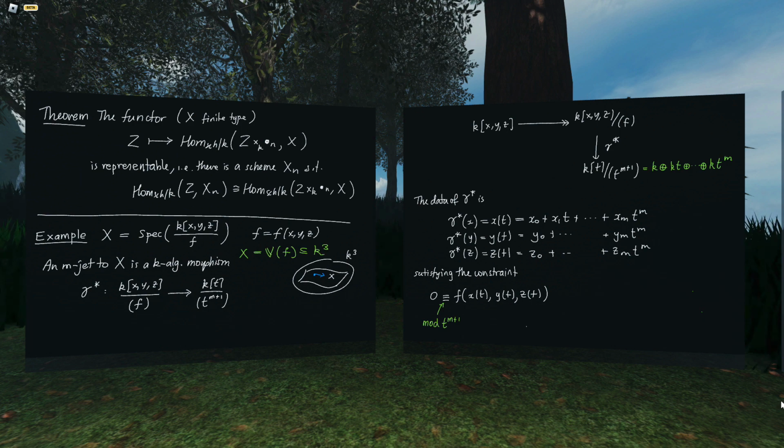Okay, but imagine substituting x(t), y(t), and z(t) into f, some polynomial in x, y, and z. All right, so you have some brackets, and you expand all the brackets, and what you've got is a polynomial in t. Right? So you've got a constant term, f_0, you've got a linear term, and you've got all the way up to the mth term.